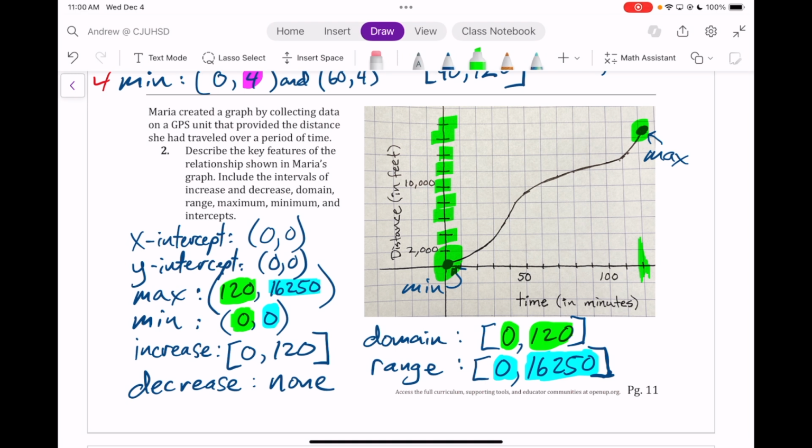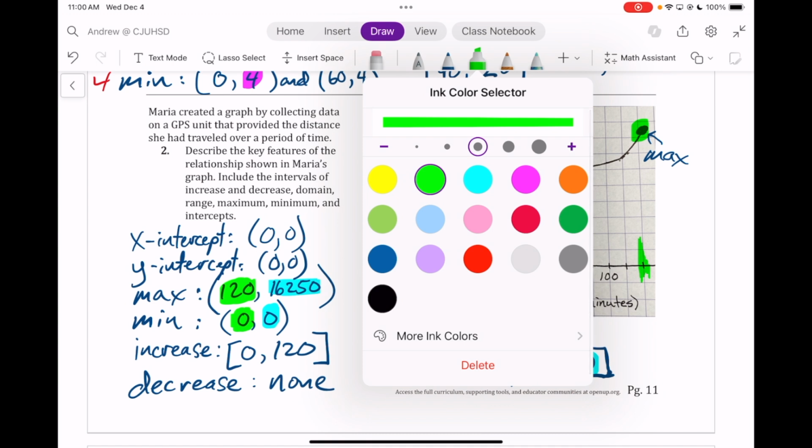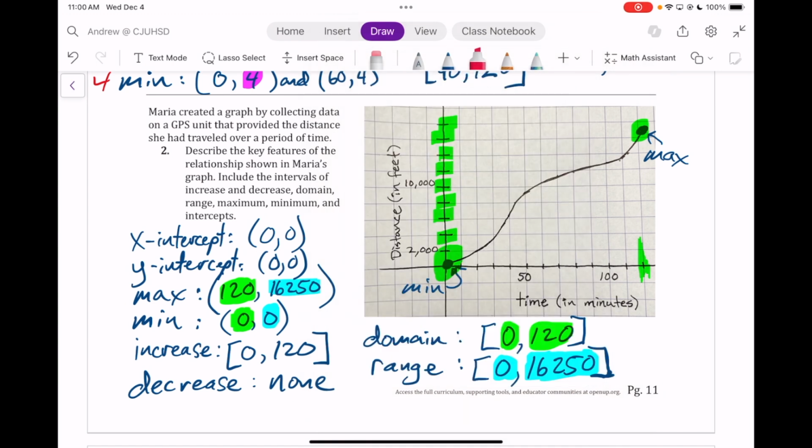There was no area of decrease. So if you imagine that you're a little car and you're driving on this road, you never go downhill. So you notice you're going up here, and you keep going up, up, up, up, up, up, up. Never went down.